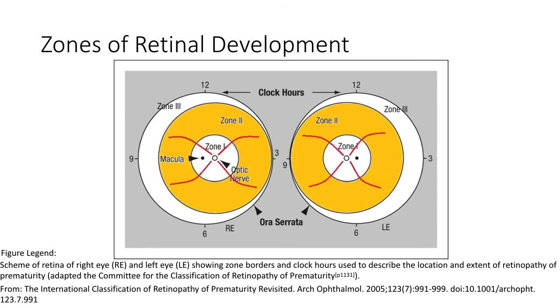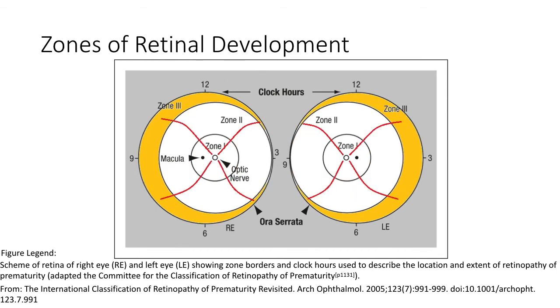As the retina develops, the retinal blood vessels will grow out from Zone 1 and into Zone 2. In this image, Zone 2 is the area shown in yellow, with the retinal blood vessels shown in red, extending beyond Zone 1 and into Zone 2. As the retina continues to develop, the blood vessels will continue to grow into Zone 3. In this image, Zone 3 is the area shown in yellow, with the retinal blood vessels shown in red, extending beyond Zone 2 and into Zone 3.